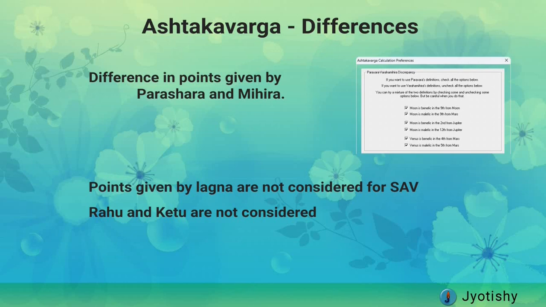And then, while doing something called Sarvashtakavarga SAV, the Lagna points are not considered. We should be aware of that. And then Rahu, Ketu are not taken for contribution of any points. I think somebody has given for Rahu also. But anyway, as per B.V. Raman's book, we are not considering Rahu.